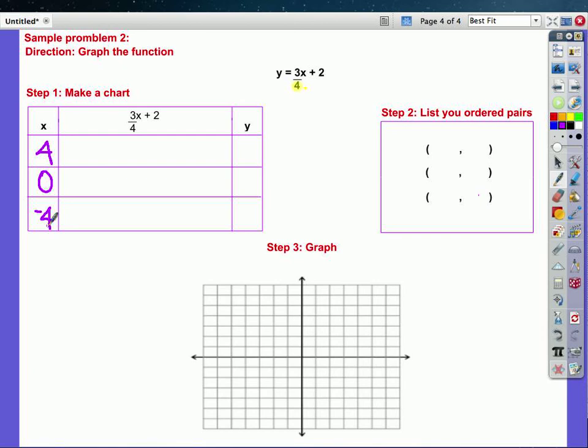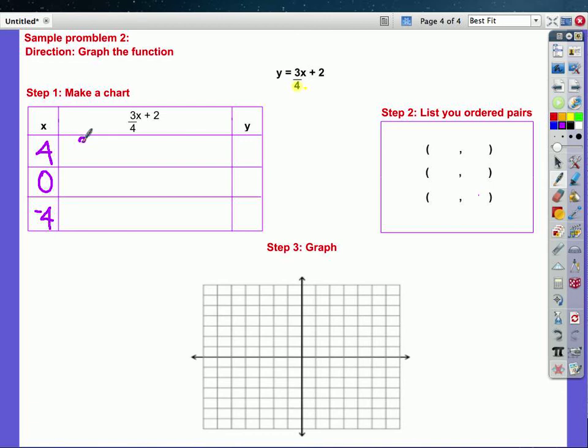We're only going to use this technique when there is a fraction. If it is a whole number, we're going to continue to use negative 1, 0, and 1, or 1, 0, negative 1, same thing. But if it is a fraction, you're going to take that denominator, use the positive and negative of it, as well as 0. So for our first one, we are going to substitute for our x values and solve.